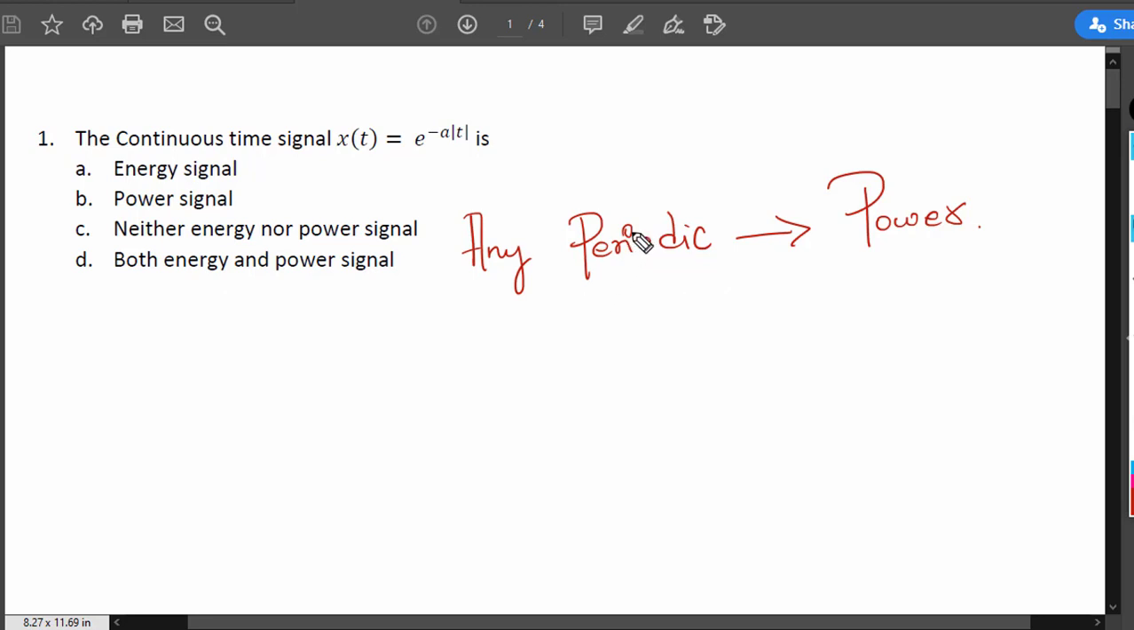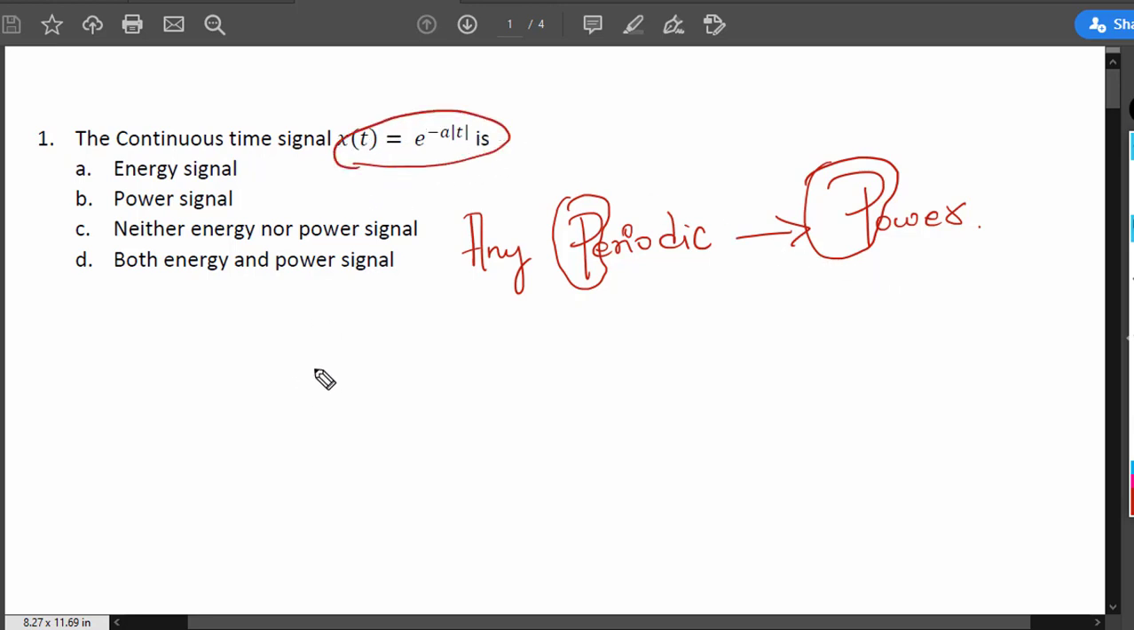So the trick here is P and P. If it is a periodic signal, it's a power signal. If it's a non-periodic signal, it's an energy signal. Now, whether this is periodic or not is the question.